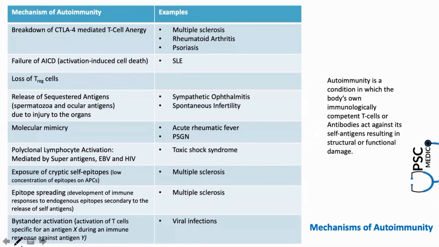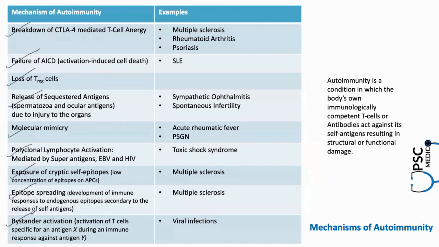So these are all the mechanisms of autoimmunity. Let me revise them for you again. Breakdown of anergy, failure of activation induced cell death, loss of T regulatory cells, release of sequestered antigens, molecular mimicry, polyclonal lymphocytic activation, exposure of cryptic self epitopes, epitope spreading, and bystander activation. Try to remember the examples because they'll give you more weightage.